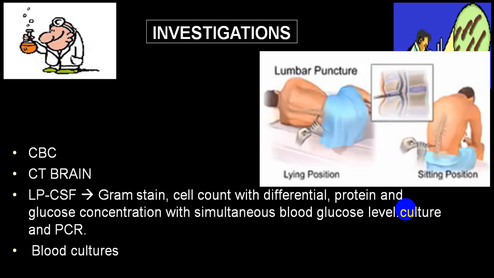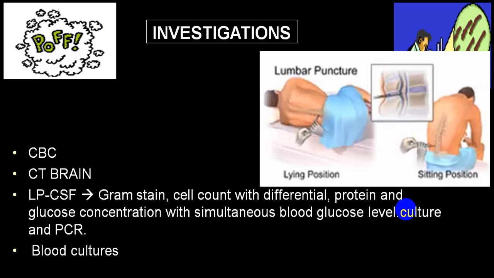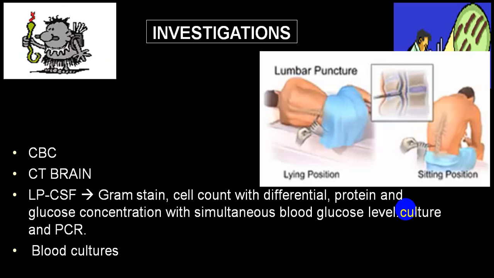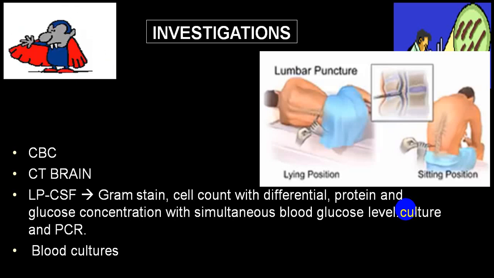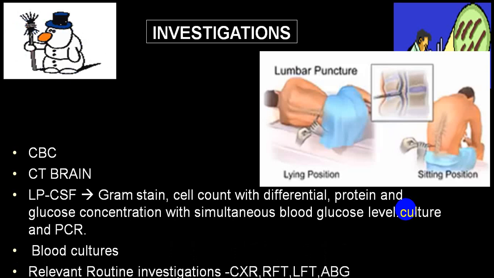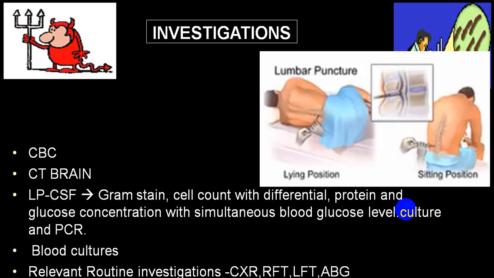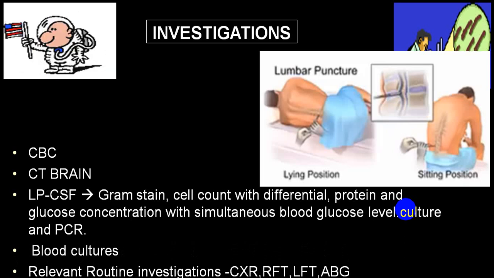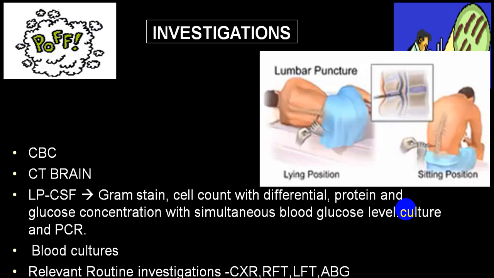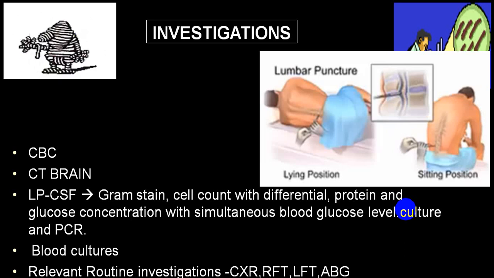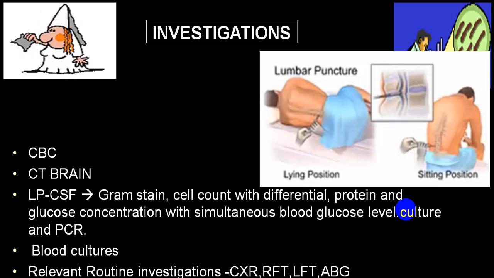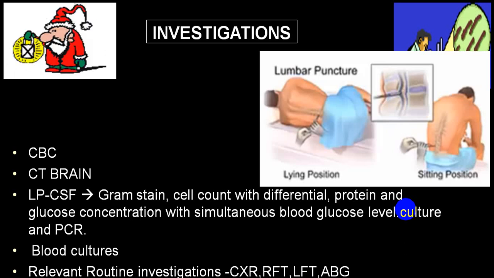Blood culture may be of help to detect bacterial infections, viral infections which may be responsible for meningitis. And X-ray chest, renal function, liver function, ABG, etc. to find out the effect of meningitis, or maybe the primary defect in case of lung, kidney, liver, etc. may be a primary site leading to meningitis.